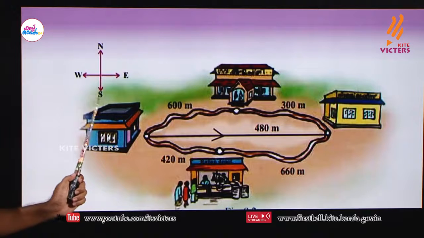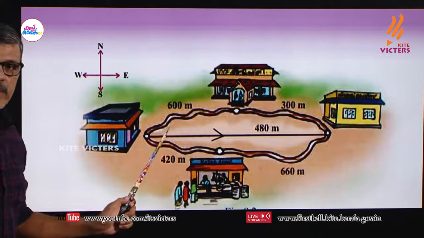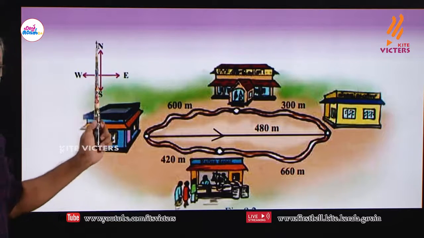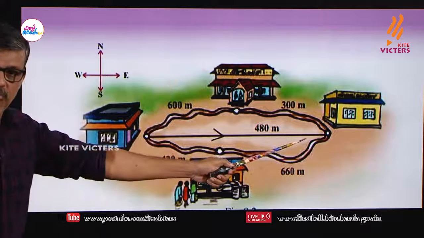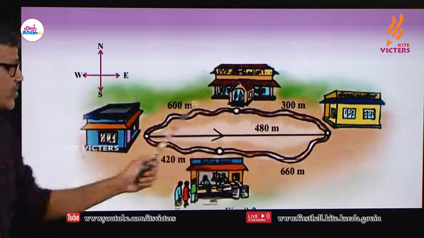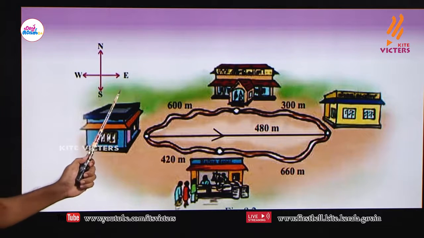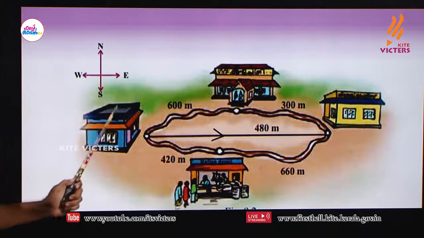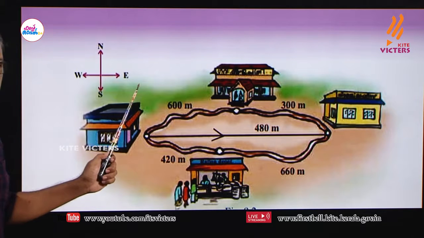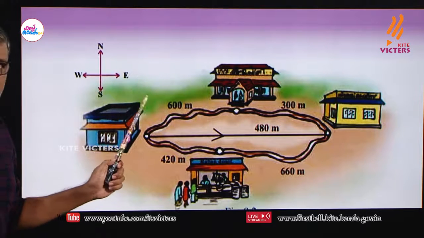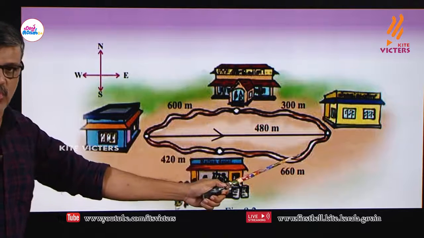The question is, if he travels 480 meter towards northern direction, will he reach his office? No, because the direction of his office from his home is eastern direction. So, he will not reach his office.